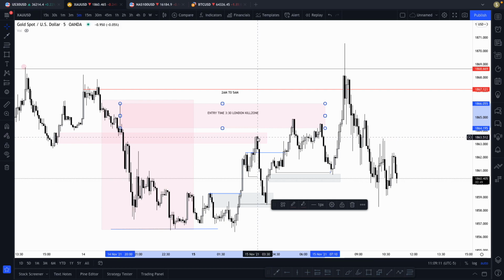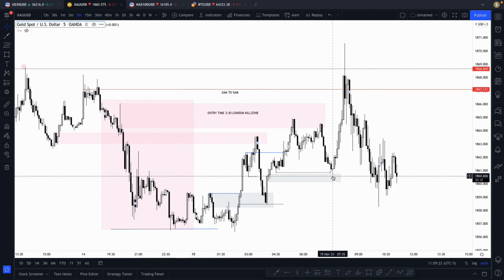This one was a perfect entry because it respected my time. You see, entry time 3:30 is here, and 2:30, the one that is here. Then this one was when New York opened. Let's say 7 from here, market dropped. Then New York open at 7, then we go to the upside.